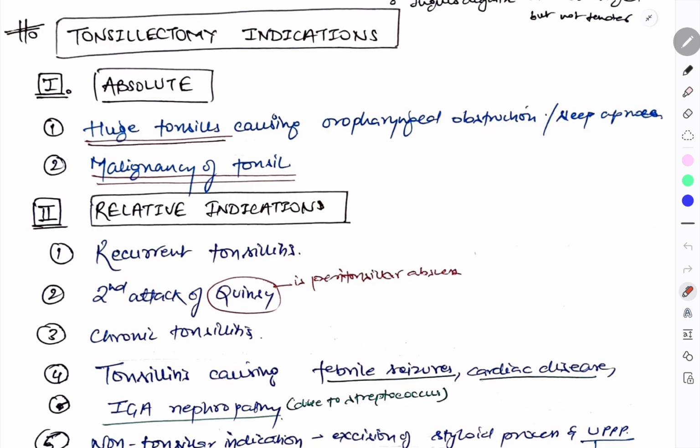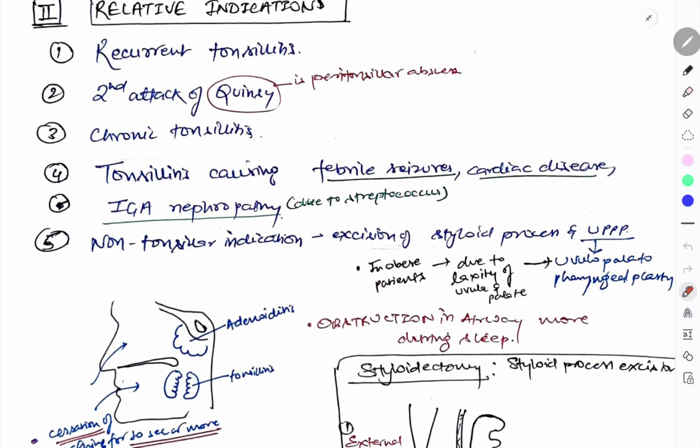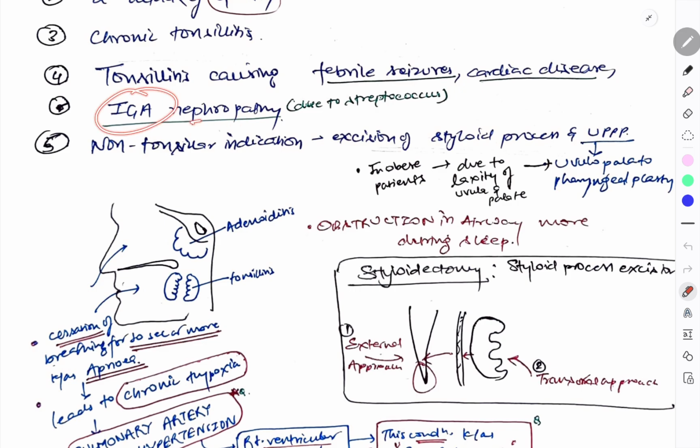Let's know about indications of tonsillectomy. In absolute indication, we have huge tonsils causing oropharyngeal obstruction or sleep apnea, or malignancy of tonsil. In relative indications, we have recurrent tonsillitis, second attack of quinsy or peritonsillar abscess, chronic tonsillitis, tonsillitis causing febrile seizures or cardiac disease, IgA nephropathy.